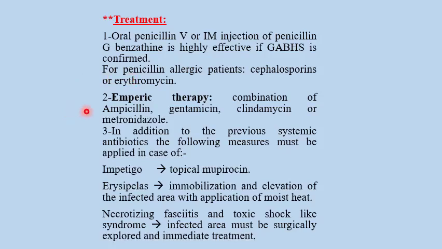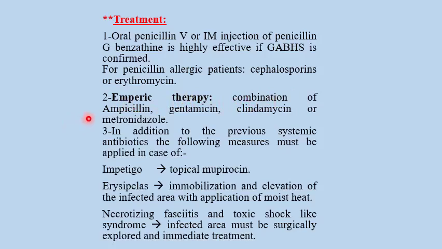In case I have a very dangerous situation and I want to give the drug quickly, I can use empiric therapy. I'm not sure that I have group A beta hemolytic streptococci, so I need an empiric treatment, so I can give a combination. In this case, can I make a combination? For instance, ampicillin with gentamicin, with clindamycin or metronidazole.